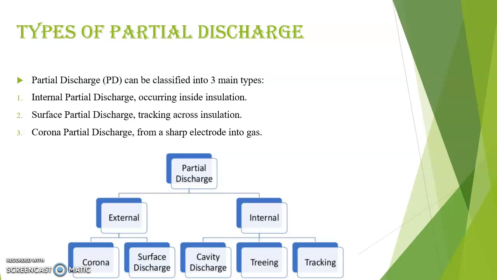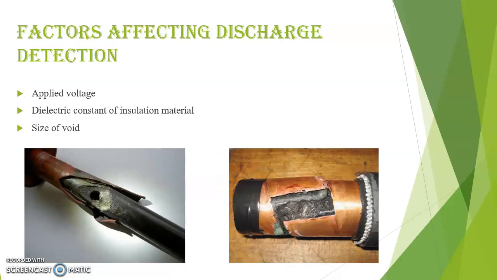Partial discharge is again classified into two main categories, that is external and internal. External is further divided into corona and surface discharge. Internal is classified into three categories, that is cavity discharge, streamer and tracking. What are the factors affecting discharge detection? The very first is the applied voltage, second is the dielectric constant of the insulation material, and third is the size of the void.